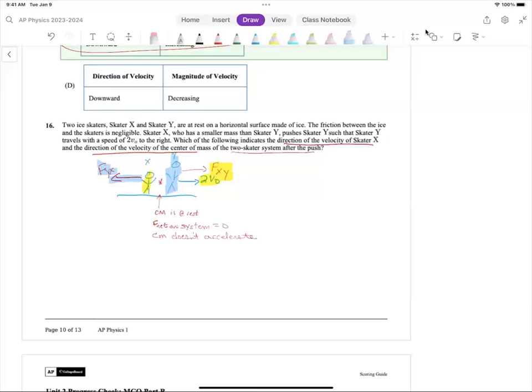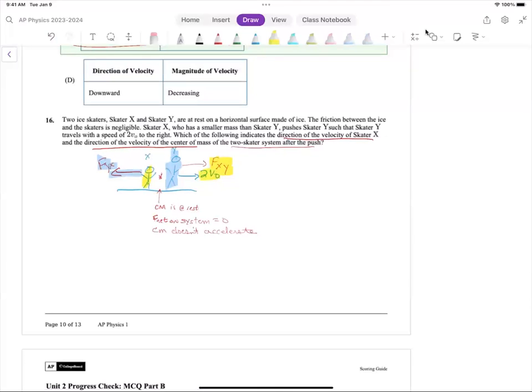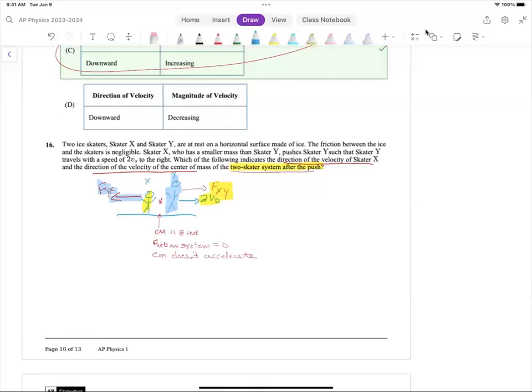If the system is defined for us by the 2 skater system, I can draw a picture around this whole thing and call that the system, and that dot represents the system that was defined for me as a 2 skater system. What's the velocity of the center of mass before the push? Well, the velocity initial was 0.